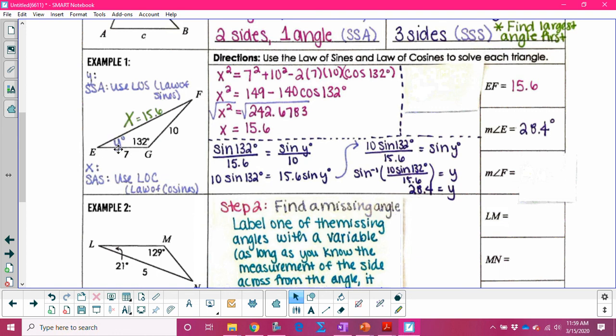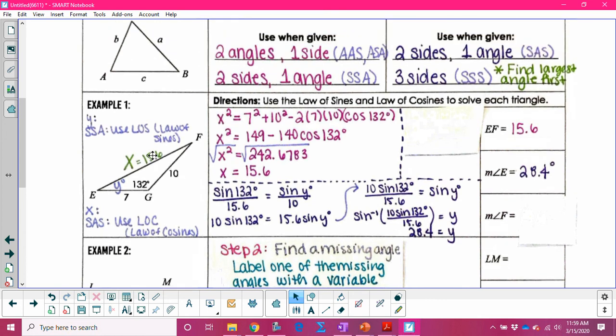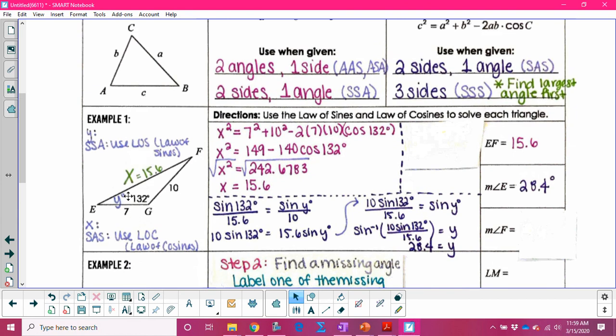I just labeled it with y. So I'm going to use the fact that I have two sides, and I want to find an angle. So I use the law of sines right here. I use the sine of 132 degrees over 15.6 equals sine of y over 10. And I solved it and got that y was 28.4.